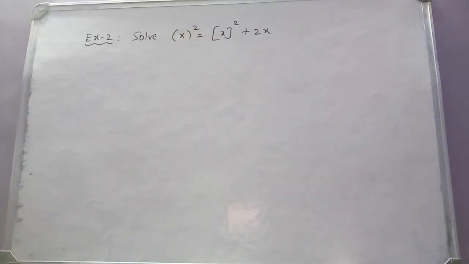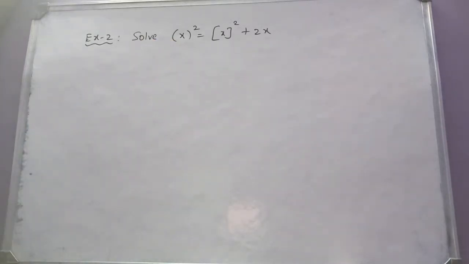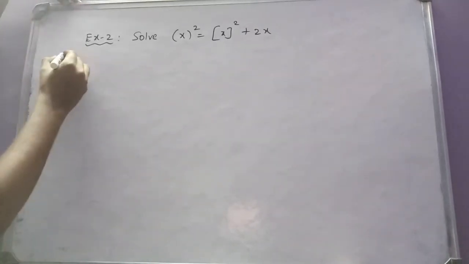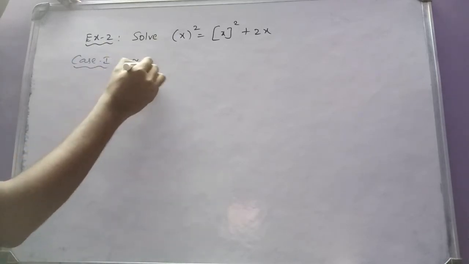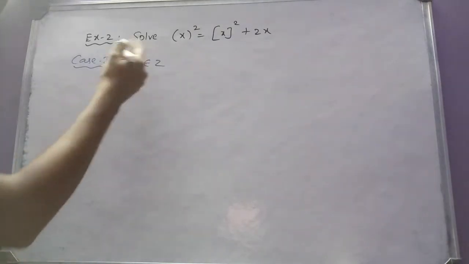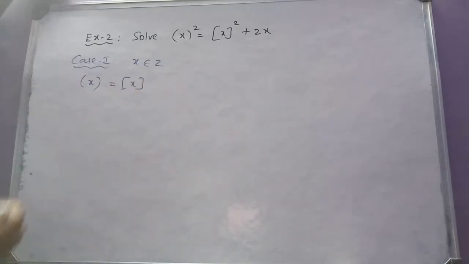So what are we supposed to do? First of all, we will eliminate the least integer function by considering two cases. In case 1, I'll imagine that x is an integer, and in case 2 I'll take that x is not an integer. First, if x is an integer, we know that the least integer function is equal to the greatest integer function. Both are the same itself, if x is an integer. That is a property.